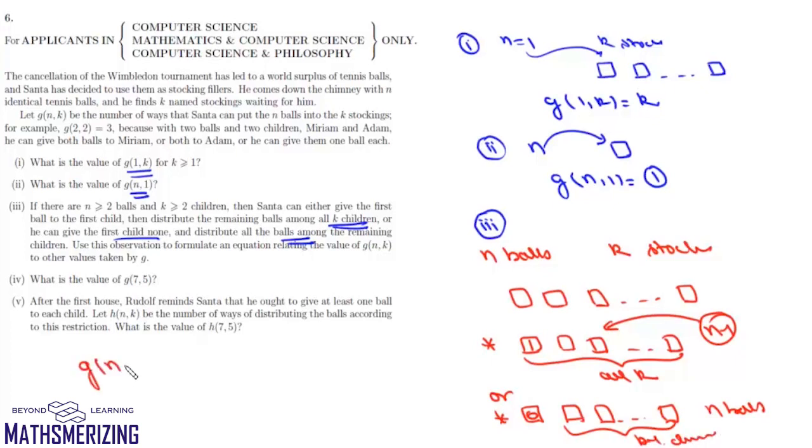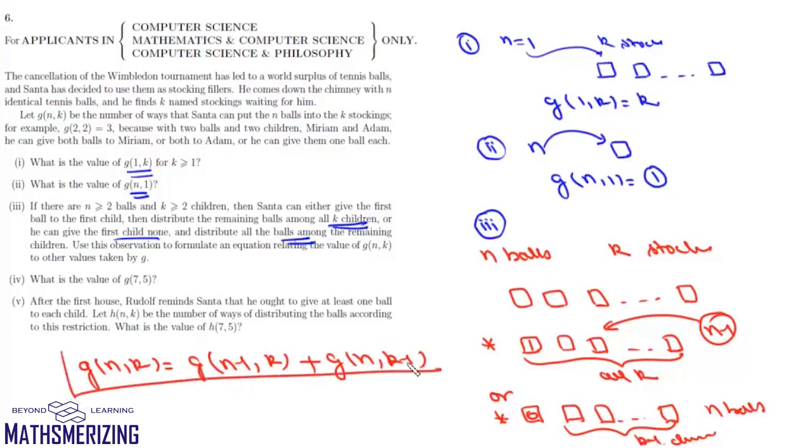So this G n k, it will be this first case. Now in this first case, number of balls is n minus 1, number of stockings is k. So it will be simply G(n-1, k). Now plus, here we have n balls and k minus 1 stockings. So we get this recurrence relation, which is G(n, k) equal to G(n-1, k) plus G(n, k-1).